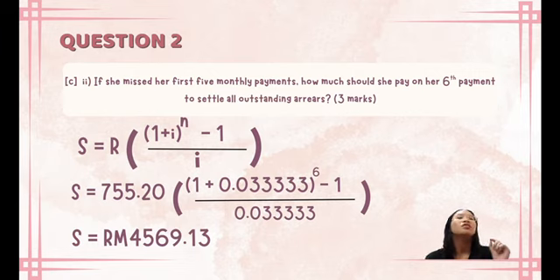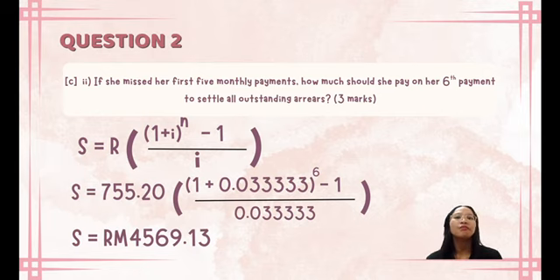That is question 2C2. Let's consider a different scenario. What if Nur Aminah missed her first 5 monthly payments? How much will she need to pay on her 6th payment to settle all outstanding arrears? To calculate this, we need to determine the accumulated amount of the missed payments including interest. Using the appropriate formula, we find that the total amount due after missing 5 payments is approximately RM 4,569 ringgit and 20 cents.